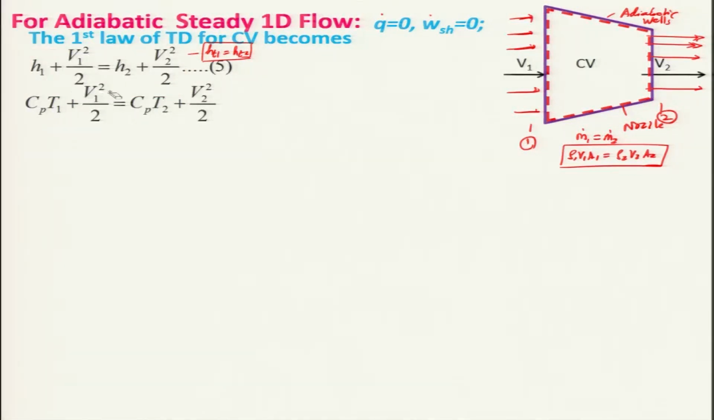So, if I use this, h is nothing but your Cp times T, where Cp is your specific heat at constant pressure. So Cp T1 plus V1 square divided by 2 is equal to Cp T2 plus V2 square divided by 2. And we know that for an ideal gas, Cp is equal to gamma R divided by gamma minus 1, and gamma is nothing but Cp by Cv. Cp is the specific heat at constant pressure, Cv is the specific heat at constant volume, and R is your specific gas constant. R is nothing but your Ru by molecular weight, where Ru is the universal gas constant that we have already discussed a few minutes back.